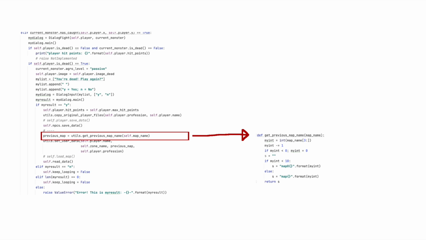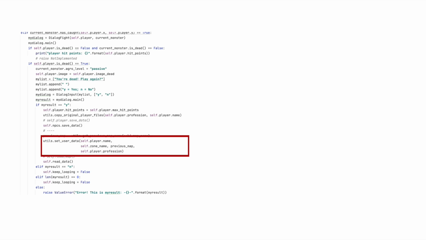If it so happens that the map the player's avatar is currently on is map 00, then map 00 is returned. Otherwise, the previous map is returned. So if the player is on map 01, map 00 will be returned, but if the player is on map 00, then map 00 will be returned. Next, we save the new map name in the user data text file and then, naturally, read the data in again. And that's it for the update function.